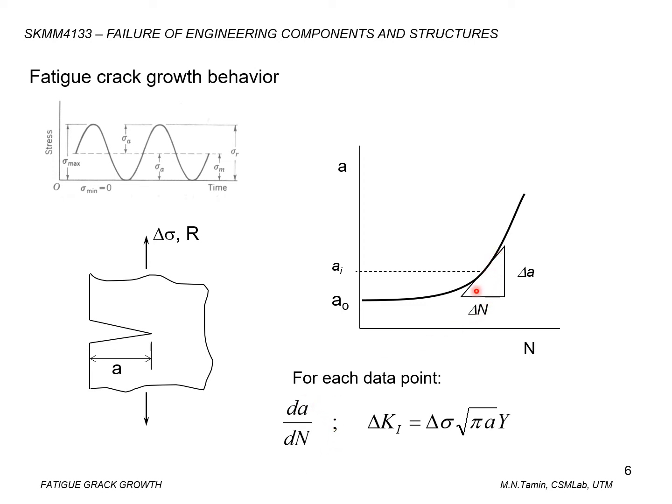The average crack length at this point will go into the stress intensity factor range equation, and that would provide a pair of data, da/dN versus delta K. This pair of data along this curve would provide for us the fatigue crack growth rate curves that will be examined next.